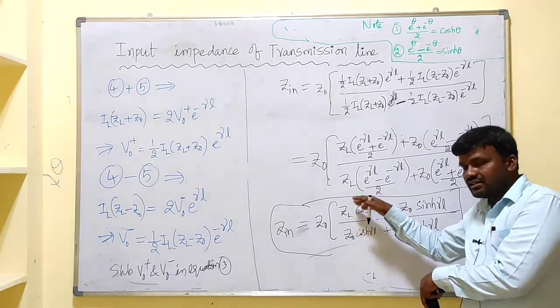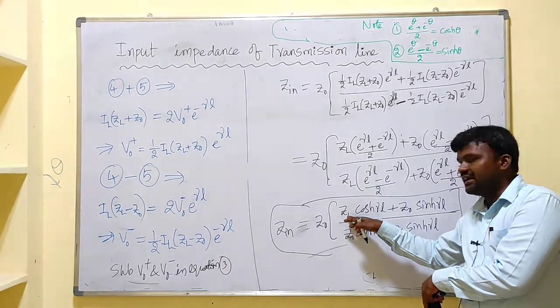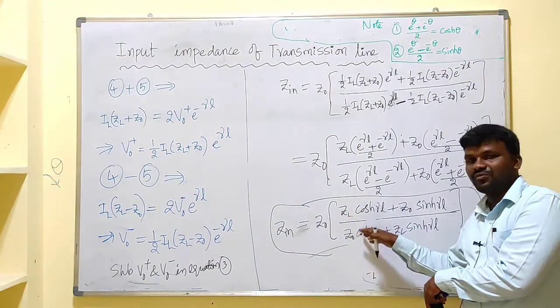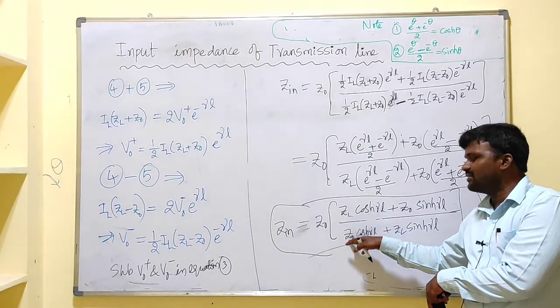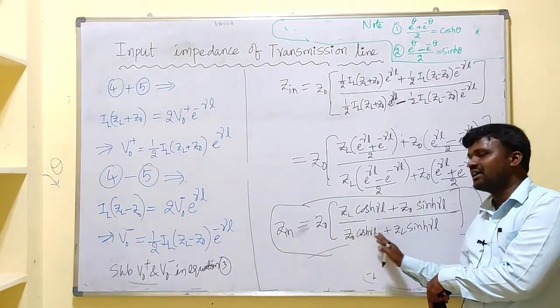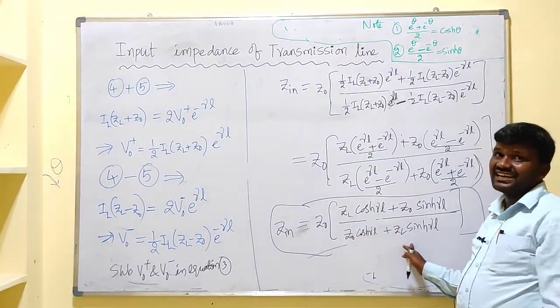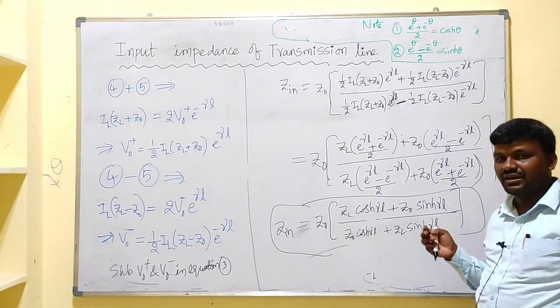If it is ZL cosh γL, in the denominator ZL is replaced with what? Cosh is the same, the first term is cosh. ZL is replaced with Z0 cosh γL. After Z0 we need to go for what? ZL, as it is, the second term sinh γL. We can easily remember this one.